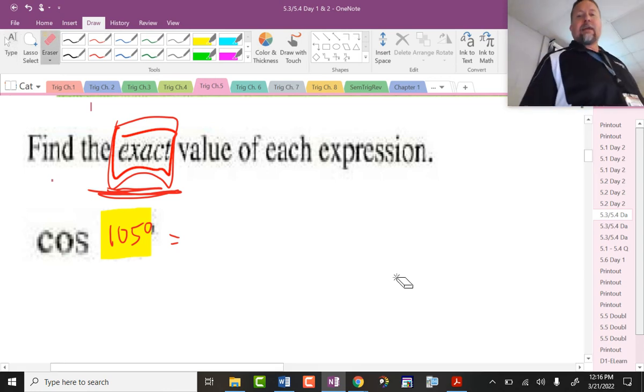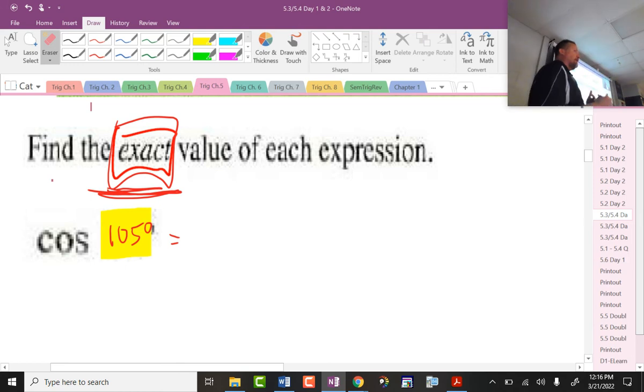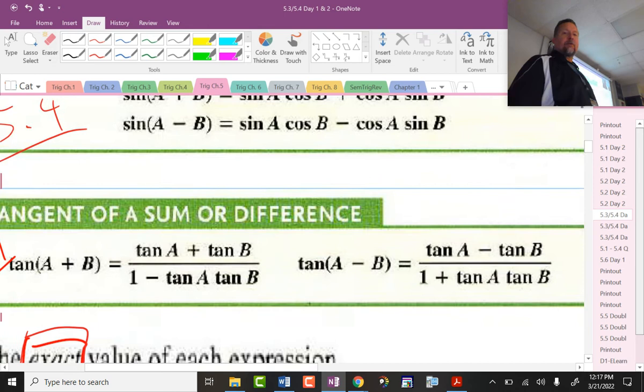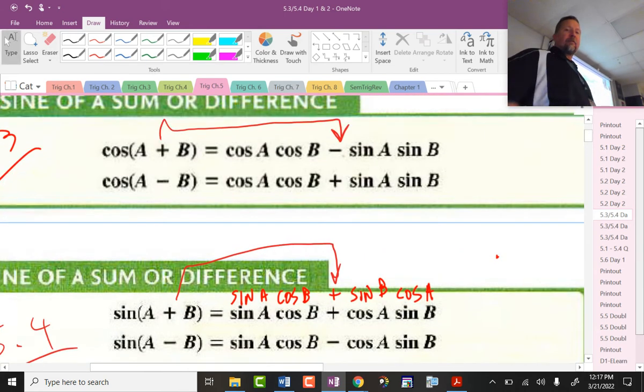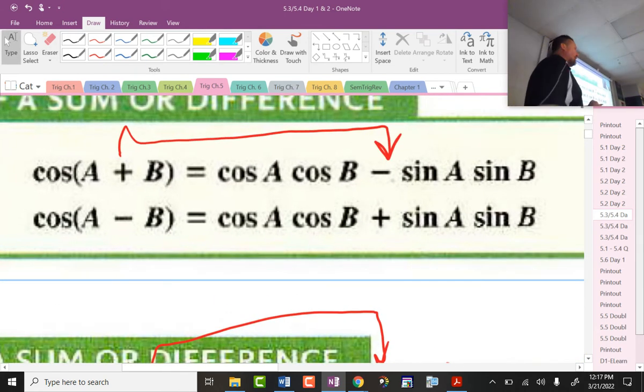Okay, so now here's what we got to do. This is when something's got to come out of your mind here. All right, first of all, I have cosine. So guess what I'm going to try to do? I'm going to try to make this happen. I'm going to try to make that angle measure that I have a sum or difference.